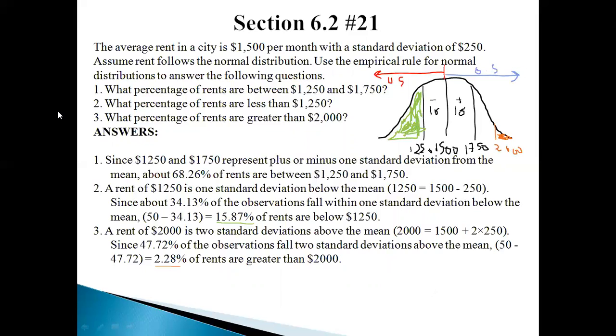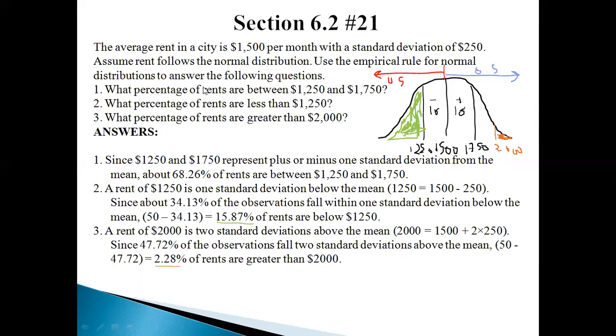So here it says average rent in a city is $1,500 per month with a standard deviation of 250. Assume rent follows a normal distribution. Use the empirical rule for normal distributions to answer the following questions. What percentage of rents are between $1,250 and $1,750? What percentage of rents are less than $1,250? And what percentage of rents are greater than $2,000? Okay, well first let's graph it. So we know the mean is 1,500, and if we take one standard deviation below, that's 1,250, one above is 1,750, and then we could do another one below, that would be 1,000, and another one above would be 2,000. So that's kind of where we're at with our graph.